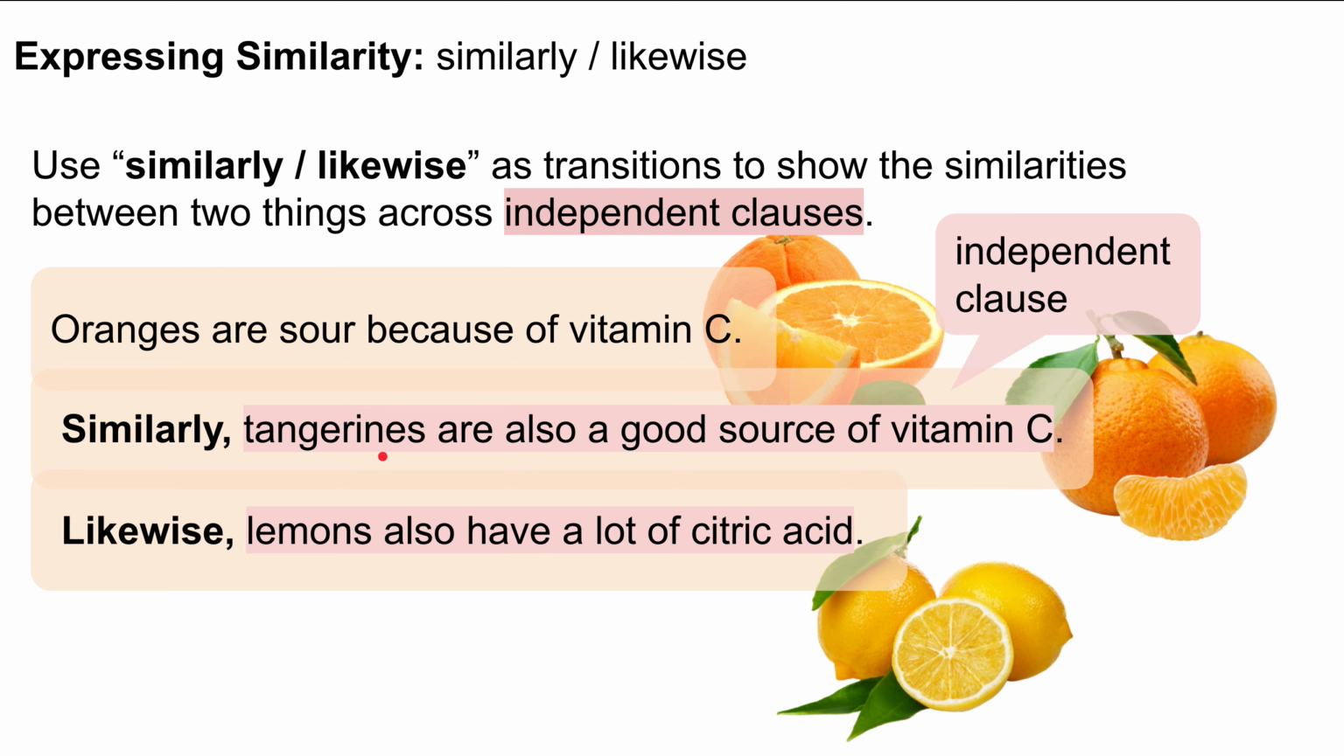Here the independent clause is tangerines are also a good source of vitamin C. Likewise, as well, is signaling a relationship with the previous sentence. Okay, again, it's signaling a relationship between two independent clauses. Here the relationship is that lemons have a lot of citric acid. This entire paragraph is showing the similarities between oranges, tangerines, and lemons, that they have vitamin C, that is citric acid, and they're all connected with similarly and likewise.